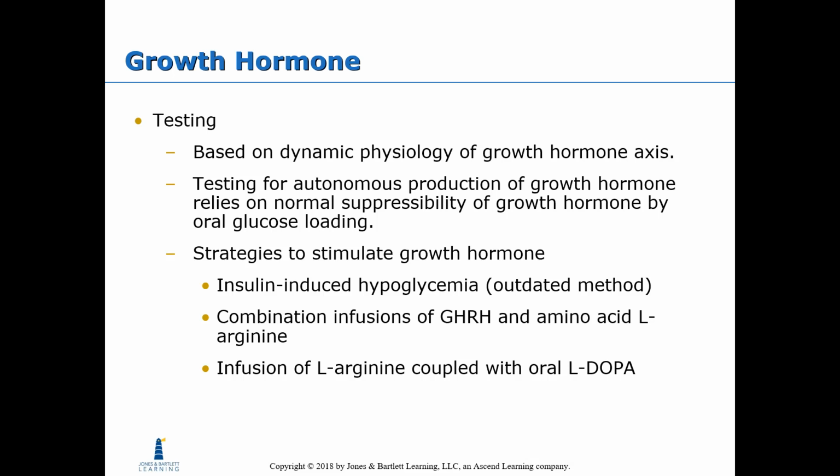Testing is based on the dynamic physiology of the growth hormone axis. Testing for autonomous production of growth hormone relies on normal suppressibility of growth hormone by oral glucose loading. Strategies to stimulate growth hormone include insulin-induced hypoglycemia, combination infusions of GHRH and the amino acid L-arginine, and infusion of L-arginine coupled with oral L-dopa.